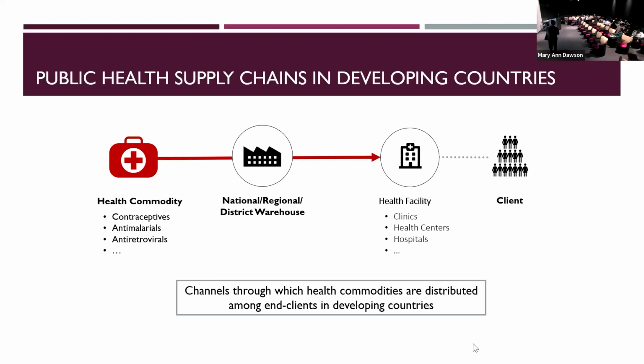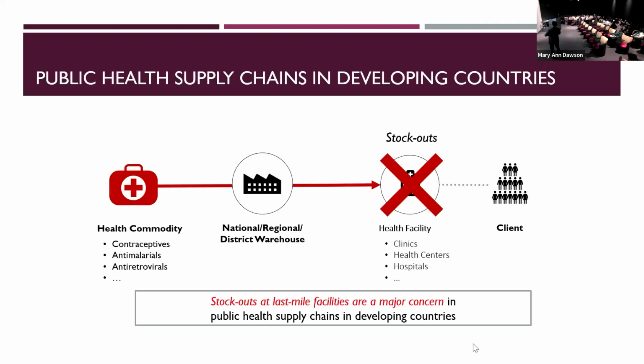And from the district warehouse, products go to the last mile health facilities, okay? And this is the touch point for the customers. So this is where clients actually go to access health products and services, okay? So what is the main challenge here? If you look at public health supply chains in developing countries, it is the stockouts of reproductive health supplies and other essential health commodities at this point, okay? So the reason I'm focusing on this point is this is where it actually interfaces with the customer.